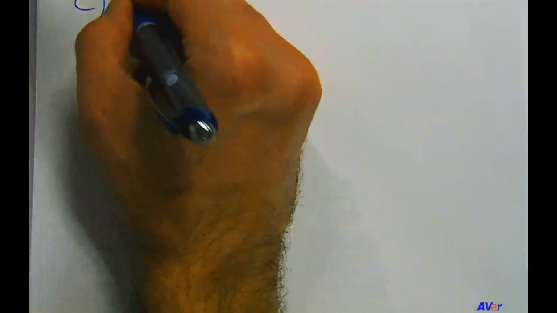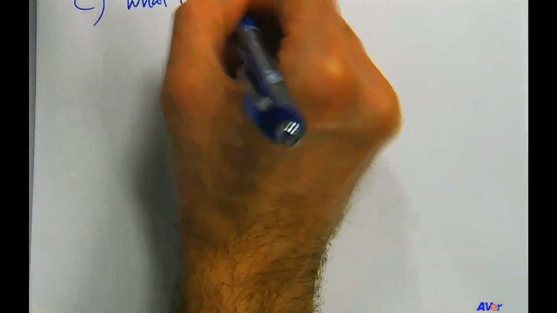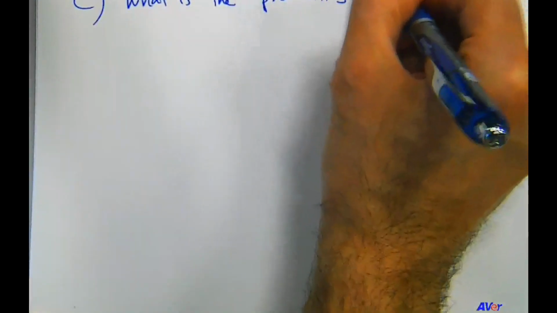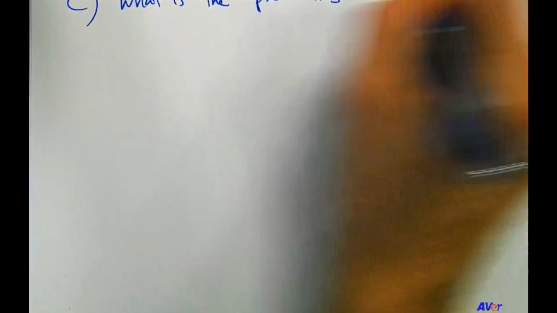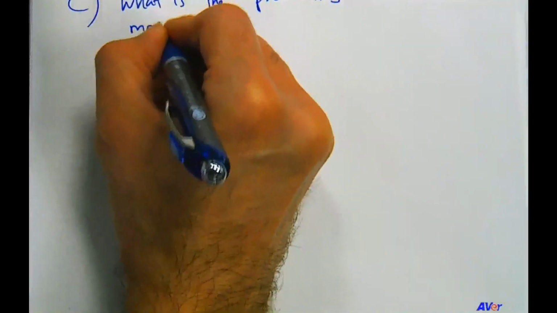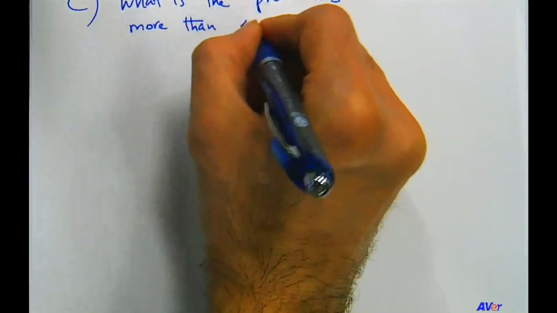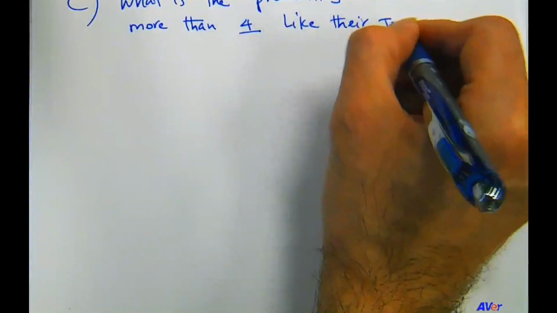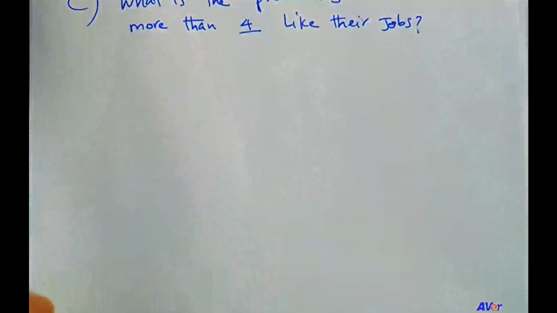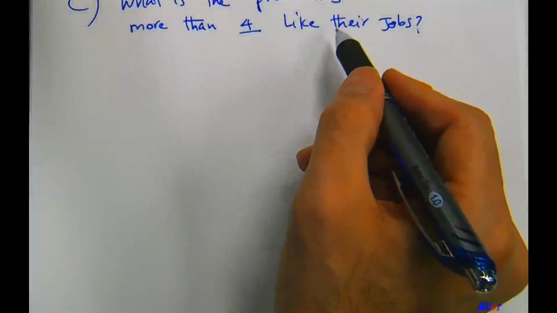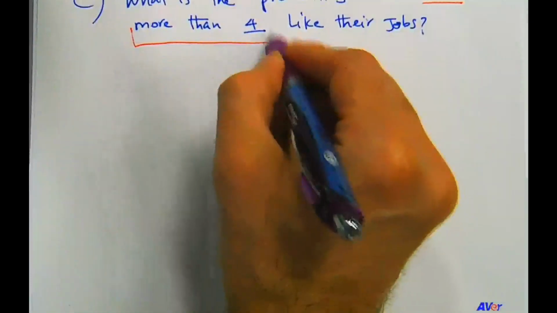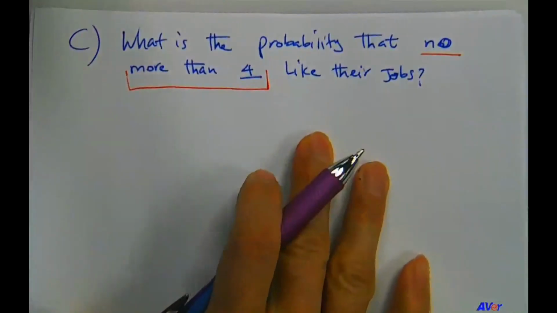So now part C of the same problem, we're asked to calculate: what is the probability that no more than 4 like their jobs? No more than 4, we have to translate this into symbolic form. Oops, sorry, I was way off the screen.